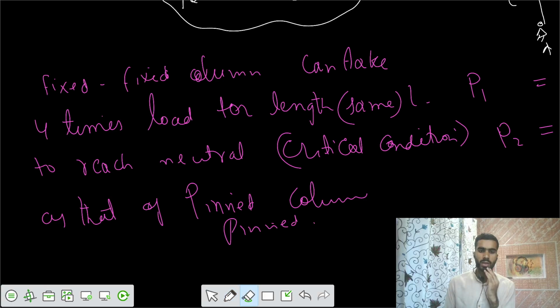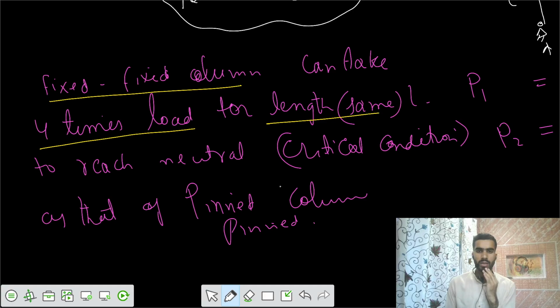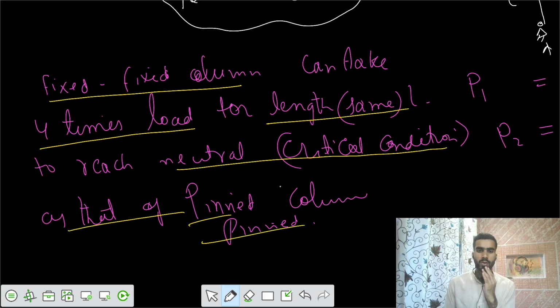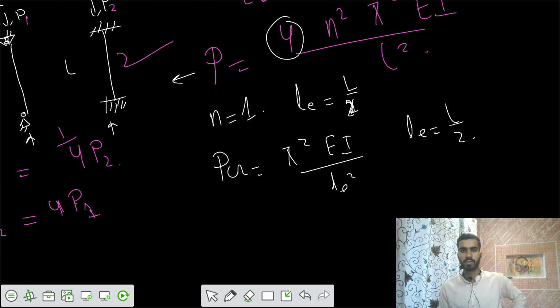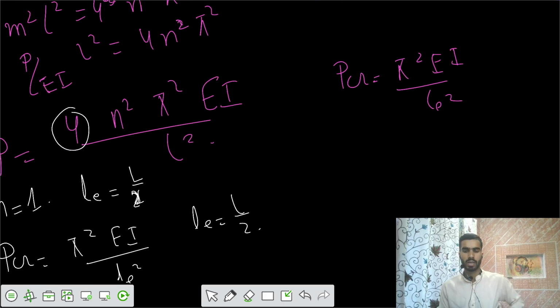So that means your fixed column can take 4 times the load for the same length L to reach that critical buckling condition, as compared to the pinned column. So that's the statement we can make from this equation.